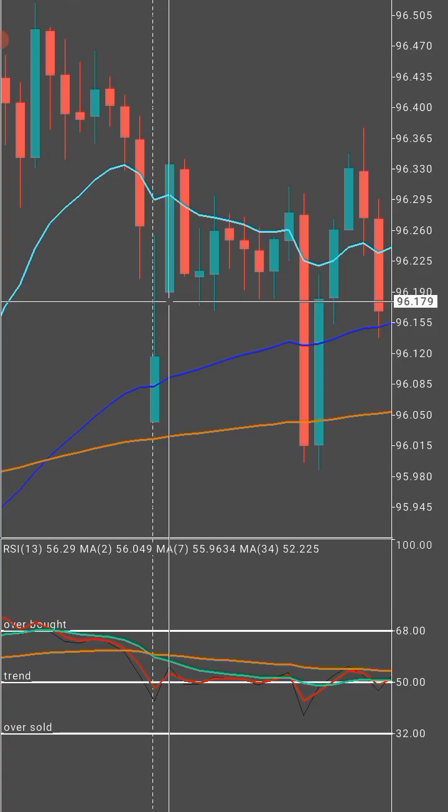Now you check which kind of gap it is. If it's a breakaway gap, then you are good to go. You understand? You are good to go. It's actually going to be valid also.